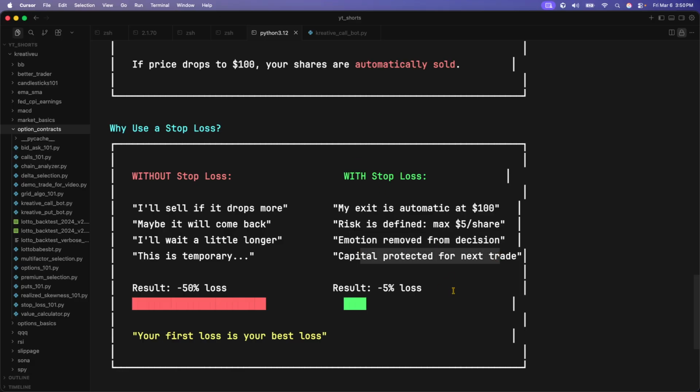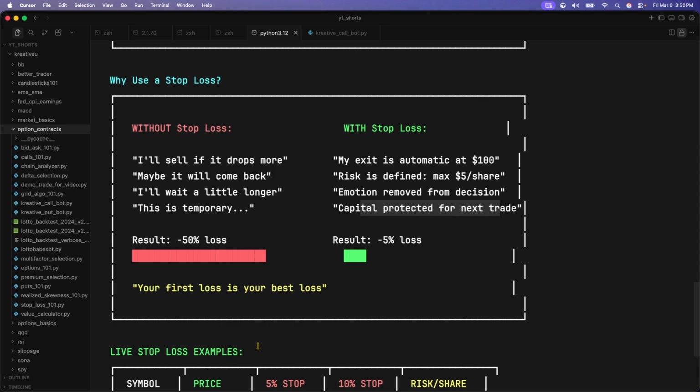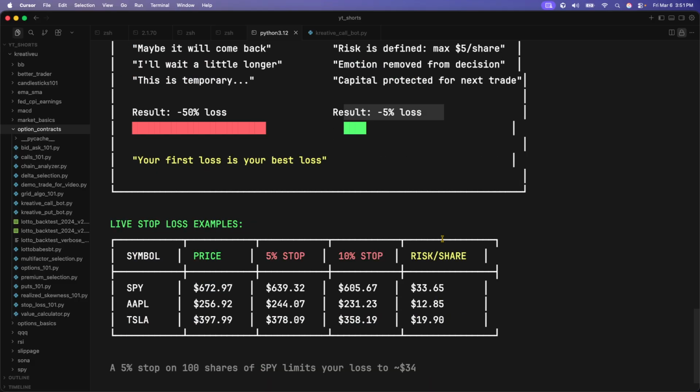So these are some of the biggest reasons that you want to be able to use a stop loss. Your first loss is your best loss. Excuse me, your first loss is your best loss, right? Because you want to be able to learn from it. You don't want it to be 50% without a stop loss, and with the stop loss, you have 5%. The market is not guaranteed. There's nothing guaranteed about the market, but you can hedge your protection.